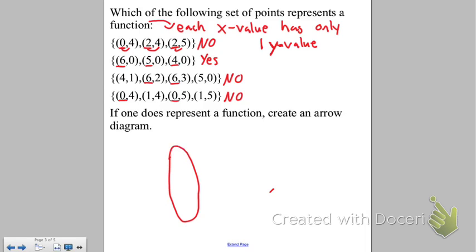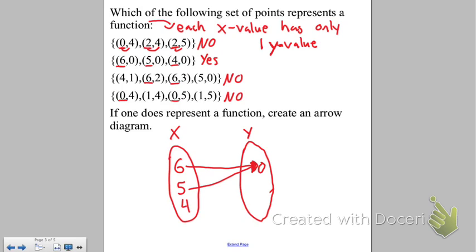So now I'm going to create my arrow diagram. I have my x and my y. My first x is 6, and that goes to 0. My second x is 5, and that also goes to 0, so I'm not going to write another 0. I'm just going to draw it to the same one. And my last x is 4, and that also goes to 0. So this would be my arrow diagram.